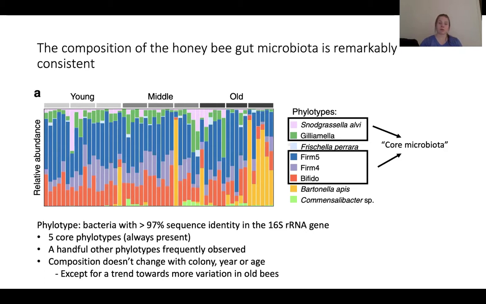But overall, we don't see any big differences related to the colony that the bees came from, or the year they were sampled, or the age of the honeybee. There might be a bit of a tendency towards a more unstable community in old bees, but that's about it. And this has also been shown in other studies. So there's not a lot going on at this level.